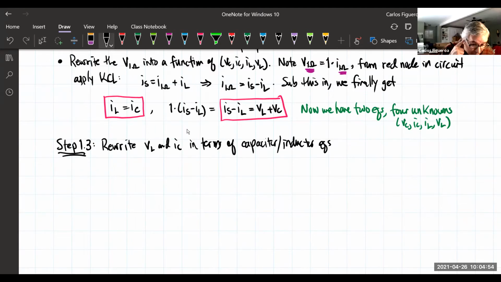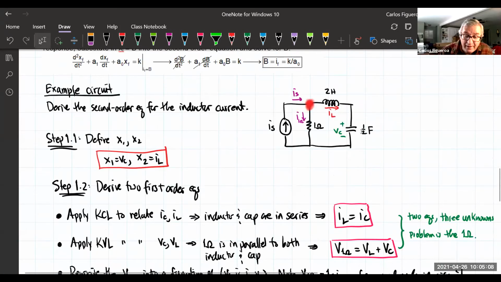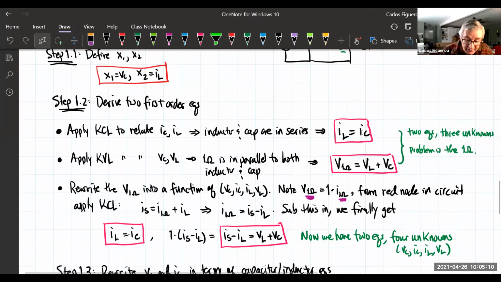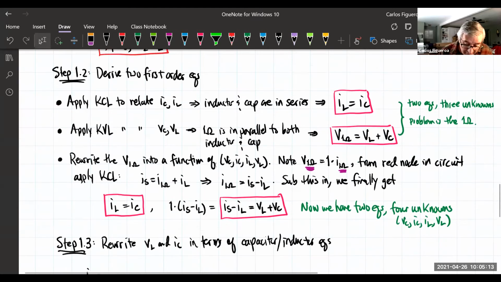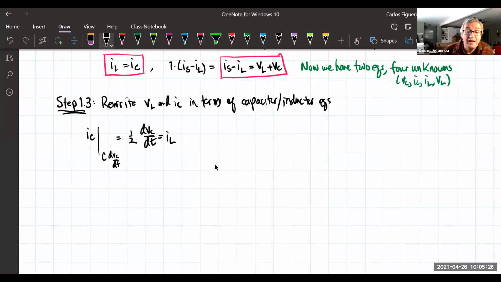So if I look at the first equation, I have that IC, of course, IC should be what? Remember, it has a half a farad. So I'm going to rewrite this guy. The way I rewrite this here is that I'm going to use what? This has to be C dV dt. So in this case, it's going to be 1/2 dV dt, and that's going to be IL.